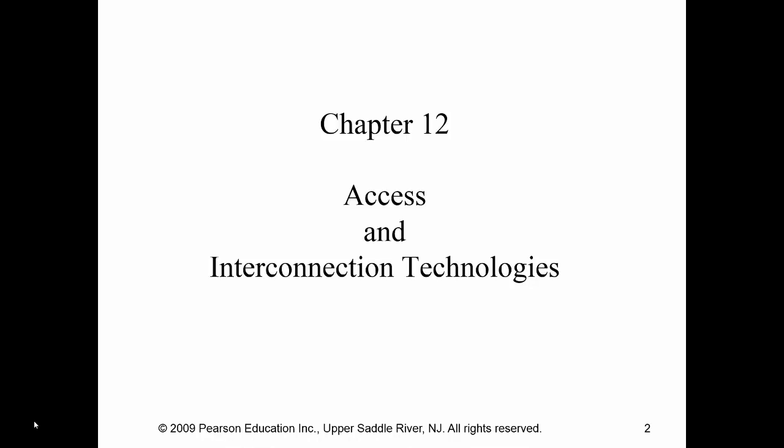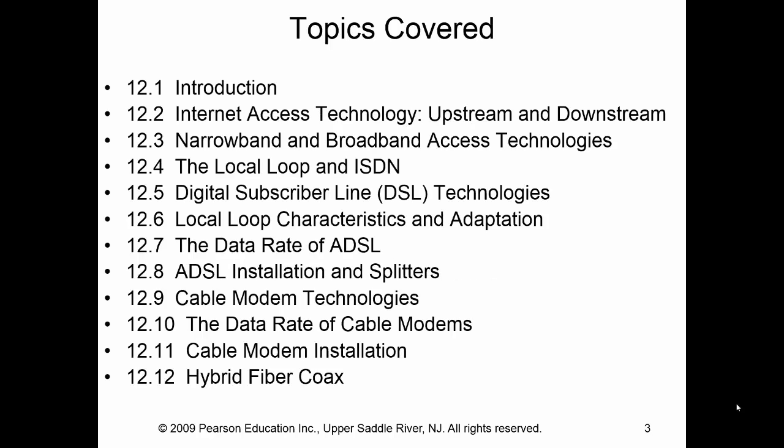Chapter 12: Access and Interconnection Technology. Major areas we're going to be talking about are upstreams and downstreams, our narrowband, and our broadband technologies. That includes our older technologies such as local loop ISDNs, some of our newer technologies like DSL, and all of the different characteristics of DSL like ADSL and HDSL and VDSL and all the different variations of DSL.